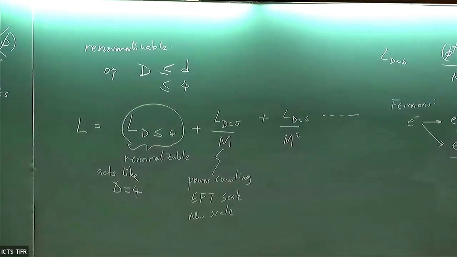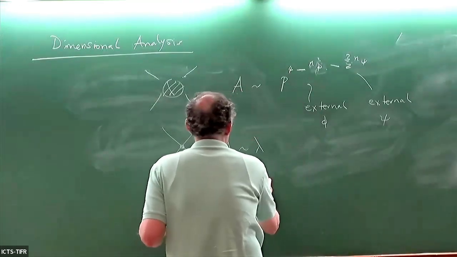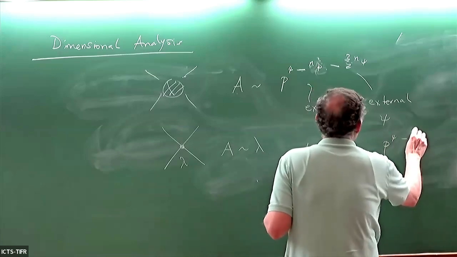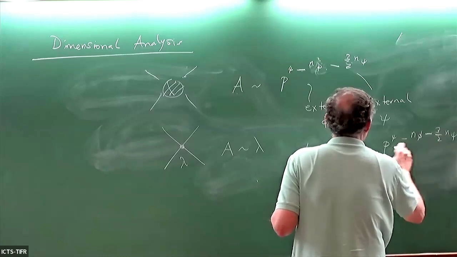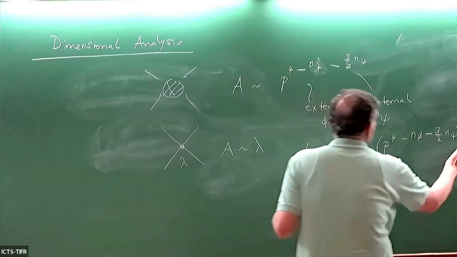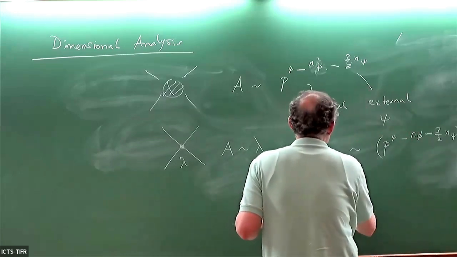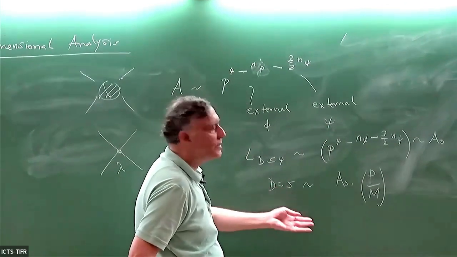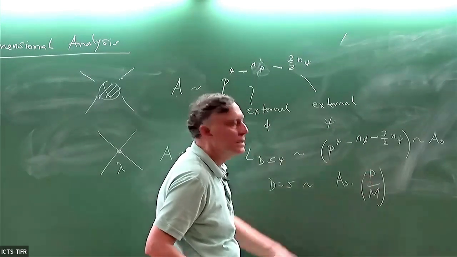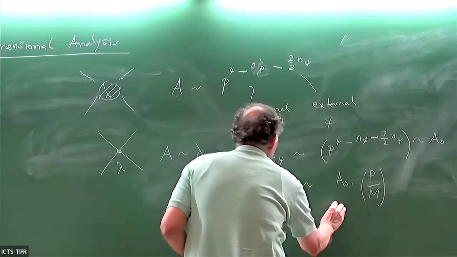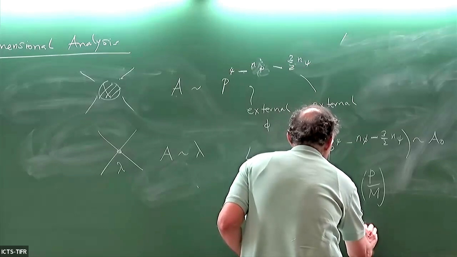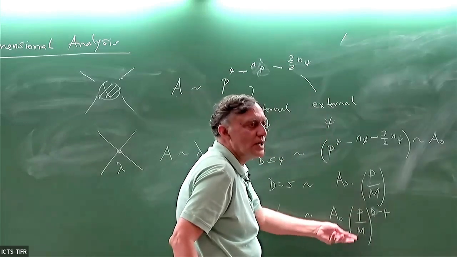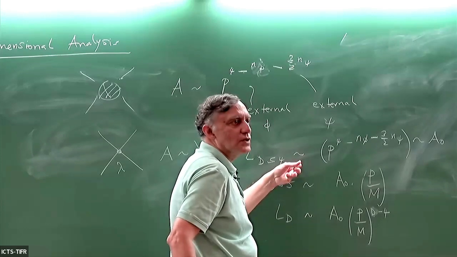So if you look at an amplitude like this, the L d less than or equal to 4 term gives me an amplitude which I can call p to the 4 minus n phi minus 3 halves n psi. So this is some basic amplitude, let's just say it's A0. And then d equals 5 will give me an amplitude which is of order A0 times 1 factor of p over m, because the coefficient of the d equals 5 operator has an explicit factor of 1 over m, and dimensional analysis is to bring a p. And similarly, a Lagrangian of order d is going to have an amplitude which goes like p over m to the power of d minus 4. Okay, so dimension 6 will be p squared over m squared suppressed relative to the dimension 4 term, etc.